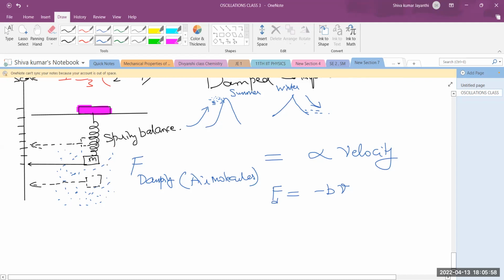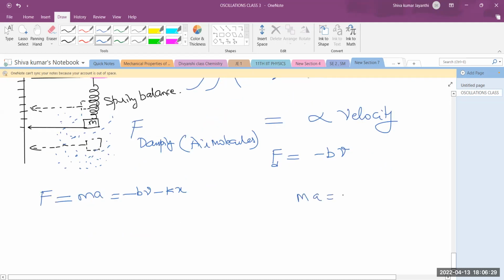Now the total equation of oscillation is given by Newton's second law: F equals ma, which equals minus bv, and minus, we know one thing is already there, minus m omega squared x, that is minus kx. Is it or not? Minus kx is already there. So ma was only equal to minus kx. Now we added an extra term, minus bv, here. Is it understood? A little bit.